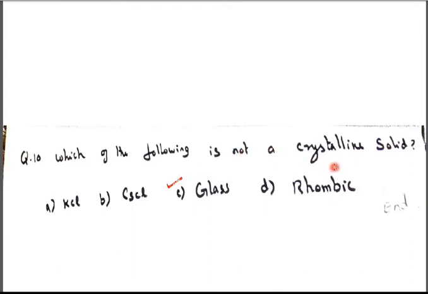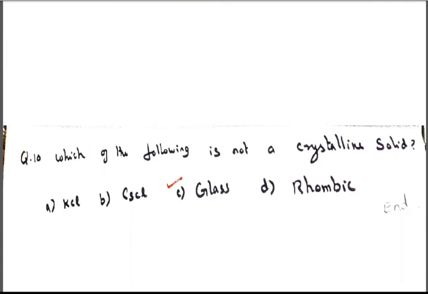Come to the next question of this series, 10. Which of the following is not a crystalline solid? Potassium chloride is a crystal, cesium chloride is a crystal, rhombic is a crystal, and glass is amorphous. If it is glass, it means supercooled liquid and a transparent amorphous solid, a state between two states of matter. So it is not a crystal. Glass is not a crystal.